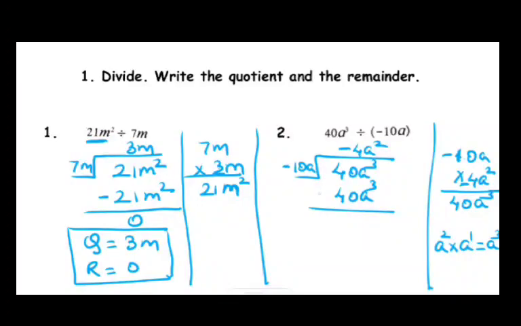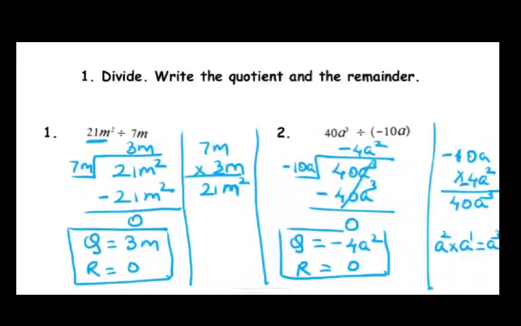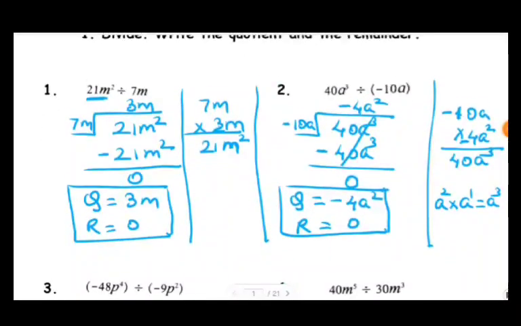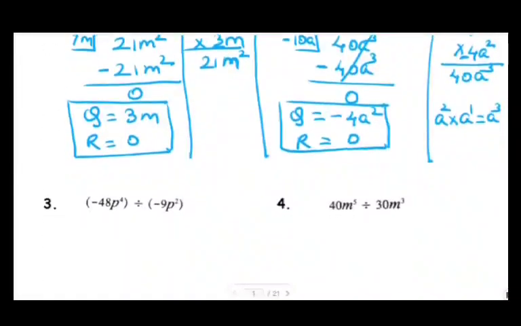Okay, and now I have my regular division subtraction sign. Cancel both of them. 40 minus 40 is 0. And my quotient is minus 4a square. My remainder is equal to 0. Here it is. Let's move on to the next sum.